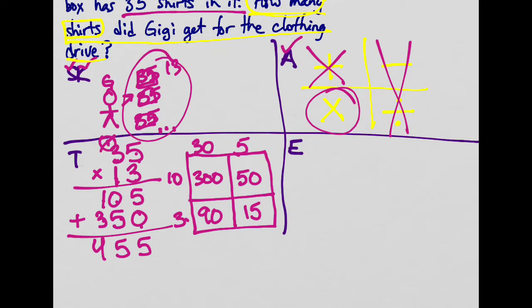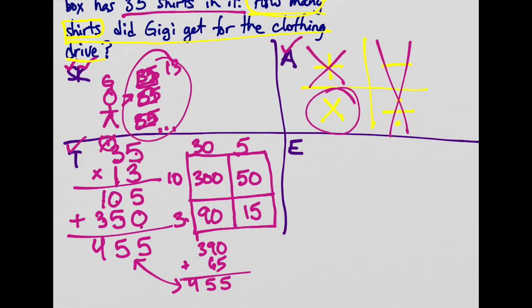Let's add them up. 30 plus 90, that's 390. 50 plus 15 is 65. 5, carry the 1, and 4. Aha! 2 different strategies, same answer both times. I can feel confident that I did my math correctly.